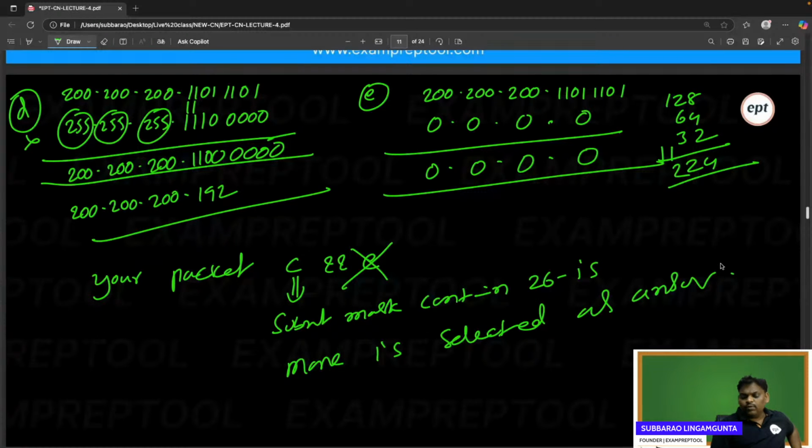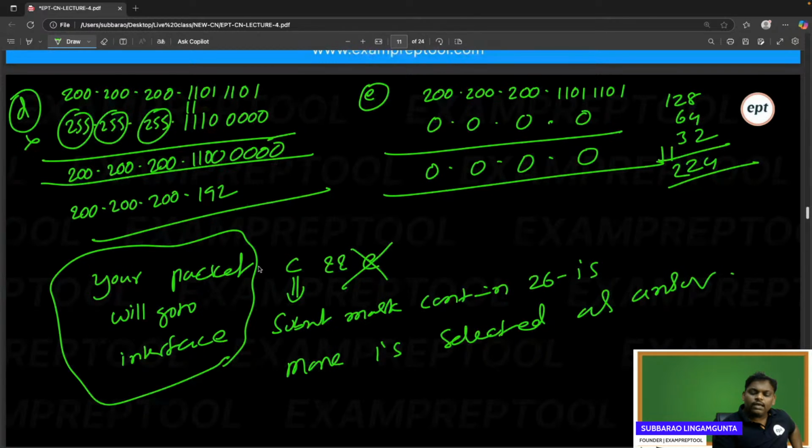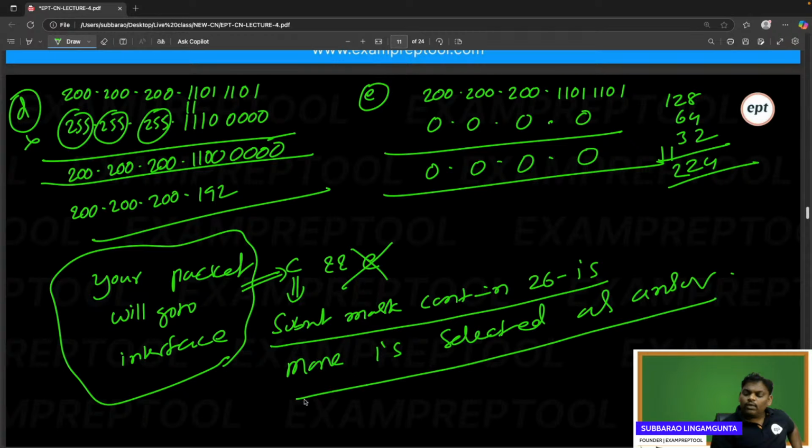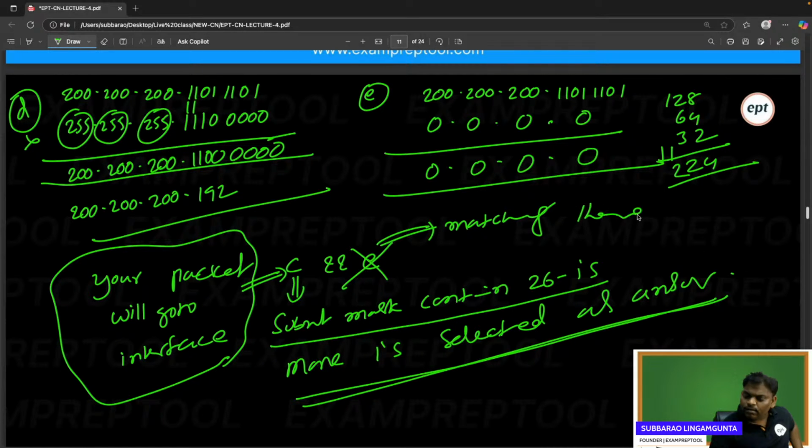Your packet will go to interface C. Why? The subnet mask contains 26 ones. More ones is selected as the answer. Sir, this is also matching there. If more than one is matching, but in that subnet mask, fewer ones are there. So this cannot be the answer. If more than one matches, select the one whose subnet mask contains more ones. The subnet mask contains 26 ones, which is more than the others.